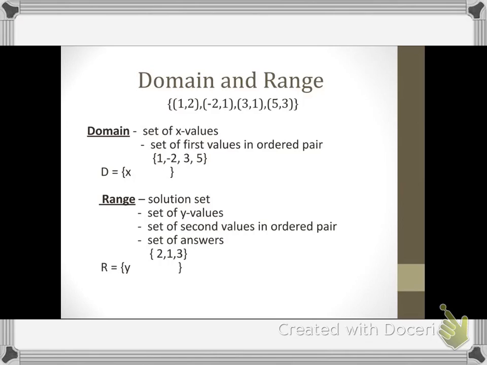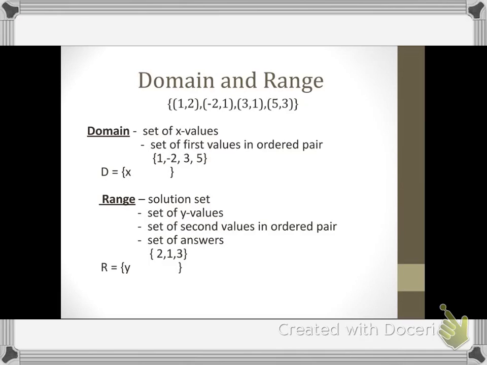So domain and range, you've probably heard these words before. Let's talk about them a little bit and what they are. The domain is just my set of x values. So every ordered pair has an x value and a y value. So the domain is my set of x values. So for this example up at the top, my x values are 1, -2, 3, and 5. It's just all my x values in each ordered pair. It's the set of first values in the ordered pair.